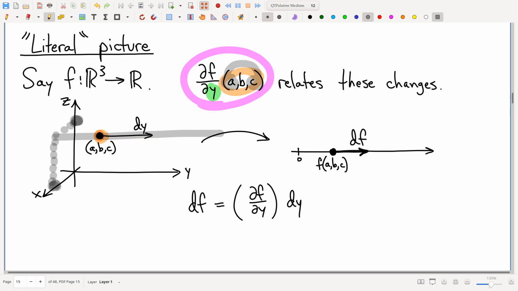And conveniently, that line points in the direction of what is in fact the remaining variable. Y is allowed to change. And so, that gray line there, X and Z being fixed means Y is what's allowed to change. And so I go in the Y direction.